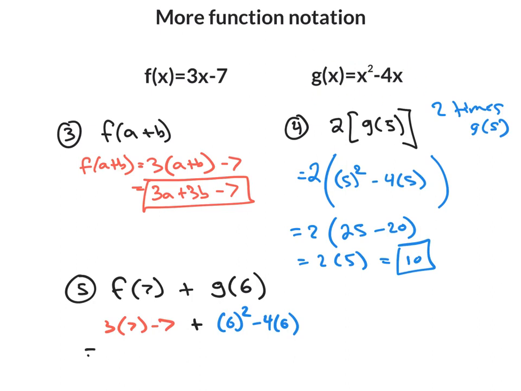So this equals 3 times 7 is 21 minus 7 plus, and then 6 squared is 36 minus 24. And that's going to equal 21 minus 7 is 14, plus 36 minus 24 is 12, and 14 plus 12 equals 26. And so there's my answer there.